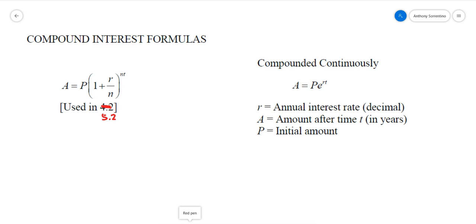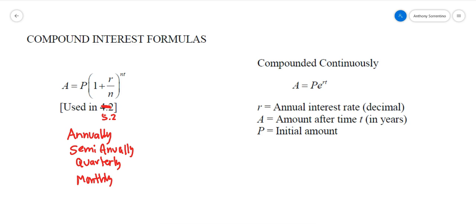You have two formulas. The one in 5.2 is the one we're most often used to working with. So if you have words written like annually, semi-annually, quarterly, monthly, these would be the primary ones that you'll see. There were others that we mentioned like daily, hourly, and things like that, but you're probably not going to see most of those. These are the main four you're probably going to see.